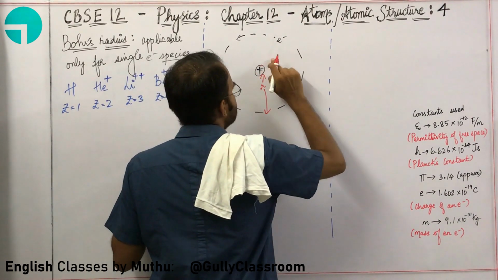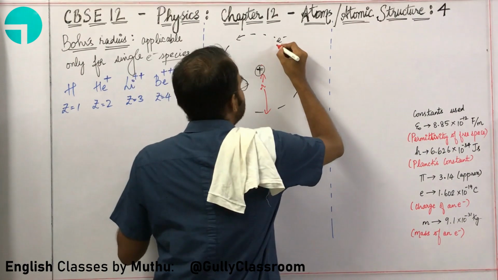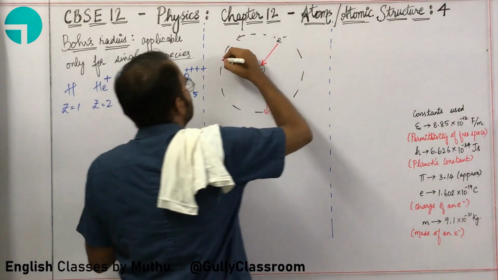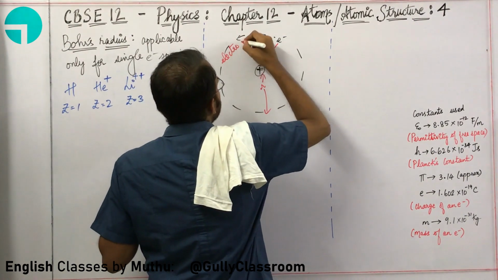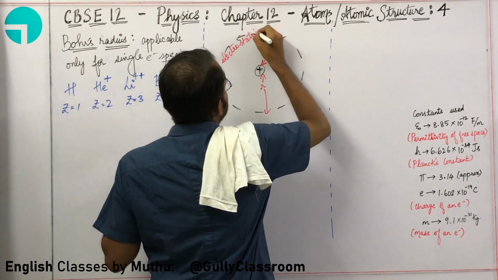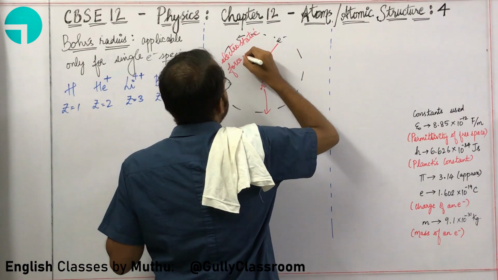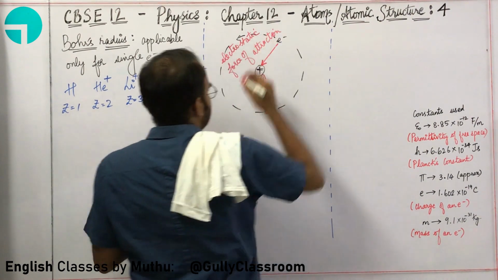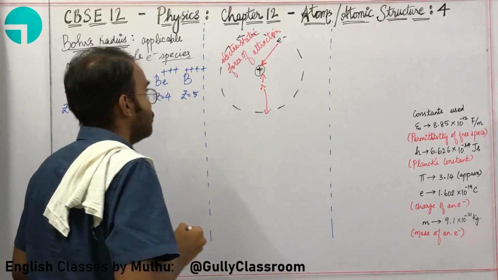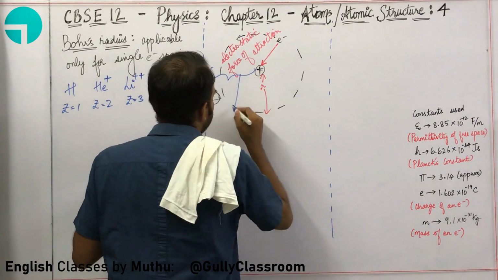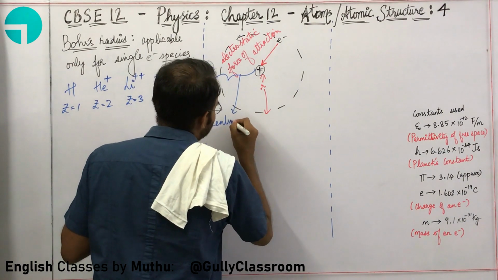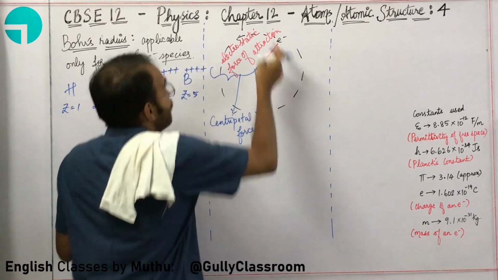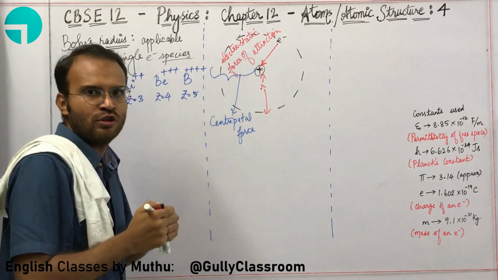This particular positively charged nucleus is attracting the electron with the electrostatic force of attraction. This electrostatic force of attraction between the nucleus and the electron is providing the necessary centripetal force for the moving of the electron around the nucleus.